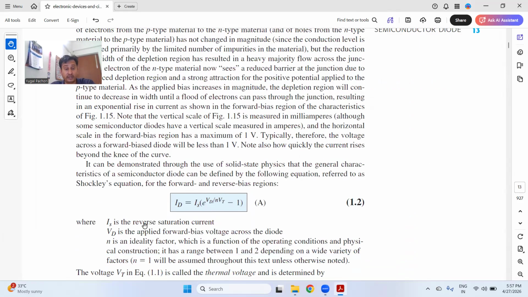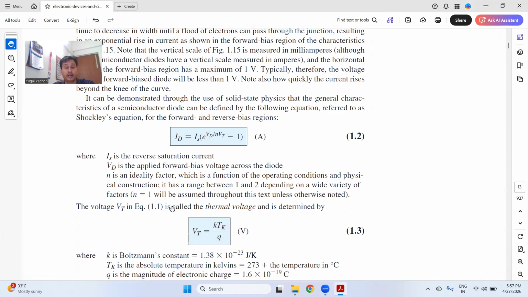And this is the important diode equation. The forward current is equal to the reverse leakage current times exponential of VD over eta VT minus 1. This is the diode current equation. Whereas IS is the reverse saturation current, VD is the forward applied voltage, and eta is the ideality factor, which is 1 or 2 for silicon or germanium. VT is the volt equivalent of temperature, which equals K times T over Q. K is the Boltzmann constant, T is temperature in Kelvin, and Q is the charge of the electron.